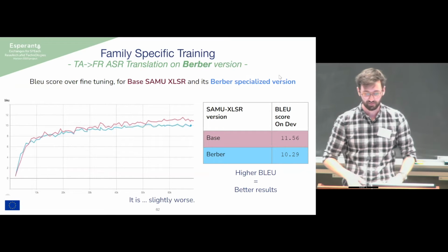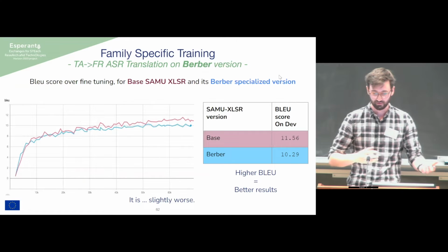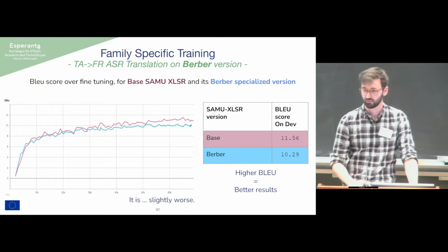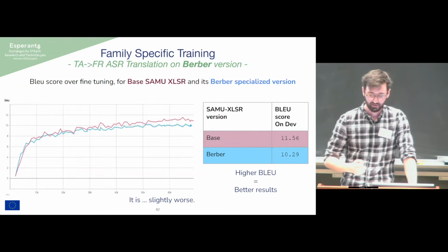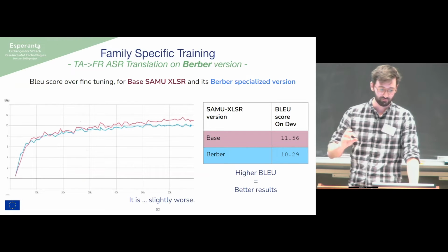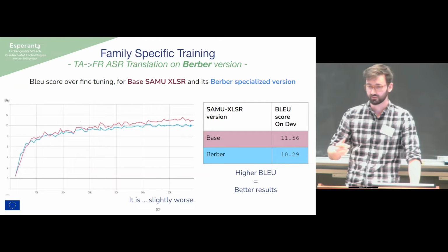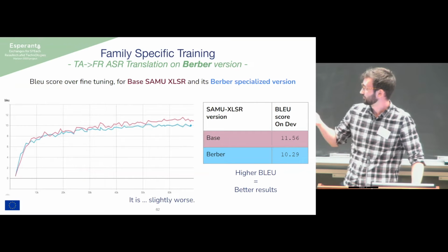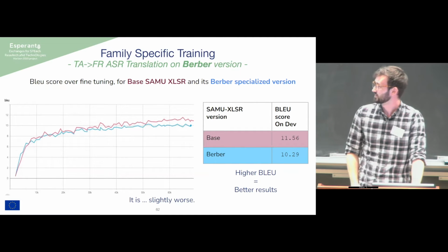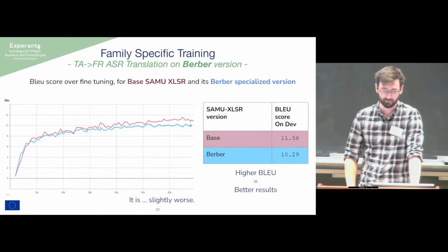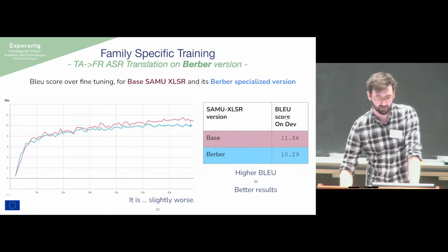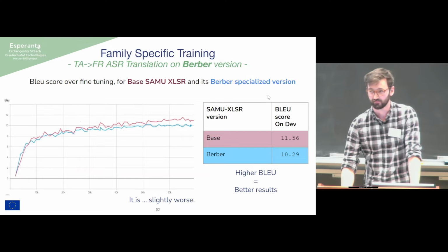At first we just compare the base version with the Berber version for translation. Here we are measuring a BLEU score, so the higher the better. And we can see that even if at the start of the training you have really close performances on the validation, you can still see that the Berber version is getting outperformed by the base model. So no improvement here. Out of curiosity, we tried with all our flavored models because they were trained.